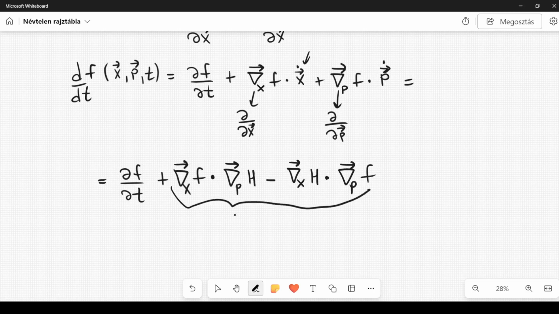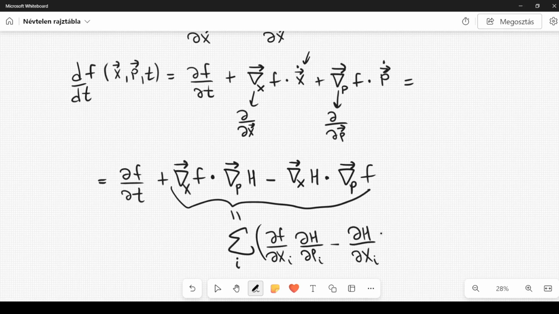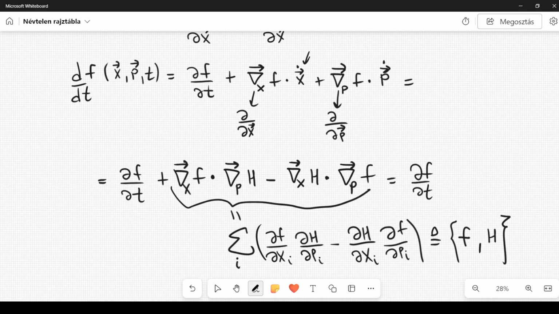Now this quantity can also be rewritten with a summation over i, or over any index. I'm going to label it as i. We have df over dx_i, dH over dp_i, minus dH over dx_i, df over dp_i, and this is defined as the so-called Poisson bracket, labeled like this: curly bracket f, H curly bracket. So this is a definition, and therefore this can be written as df over dt plus the Poisson bracket of f and H.